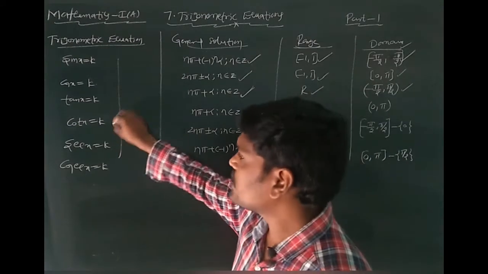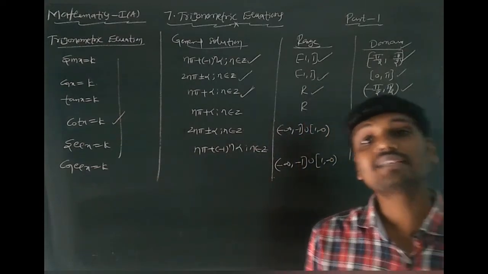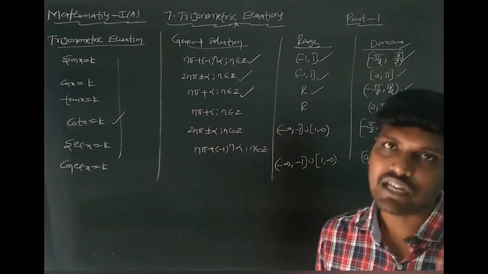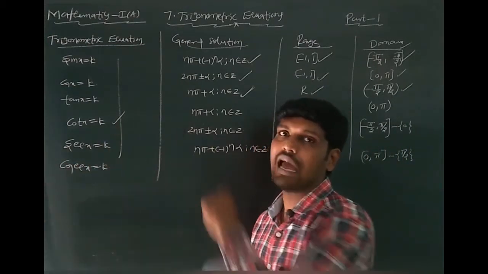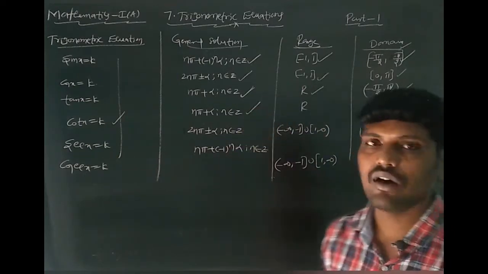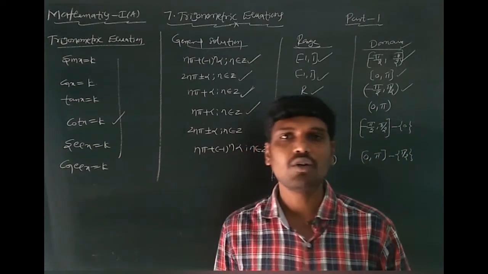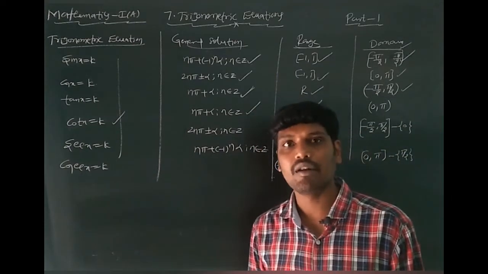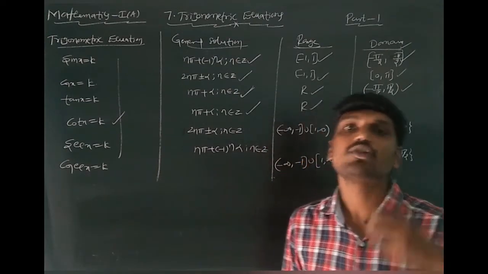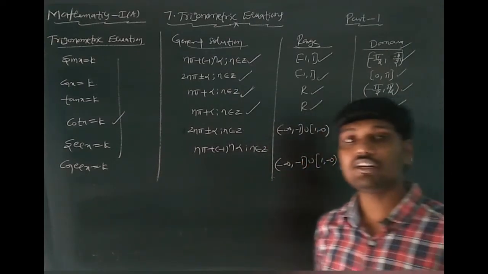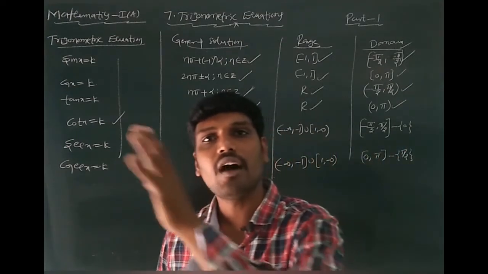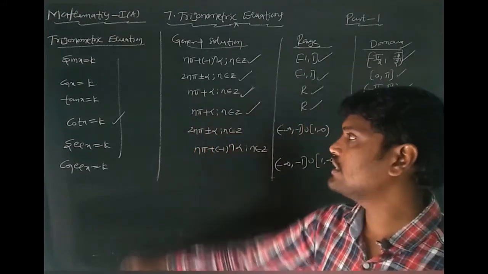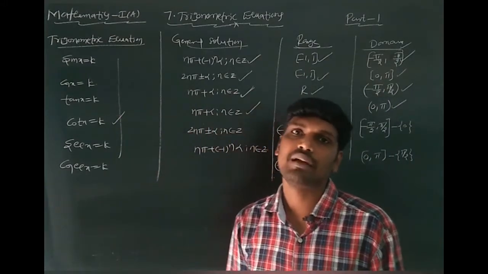The next one is cot x is equal to k. In this cot x is equal to k, the general solution is the same as tan x is equal to k, n pi plus alpha. The range is also the same, capital R, nothing but real numbers. The domain is the open interval 0 comma pi, and for cos x is equal to k the domain is the closed interval 0 comma pi.